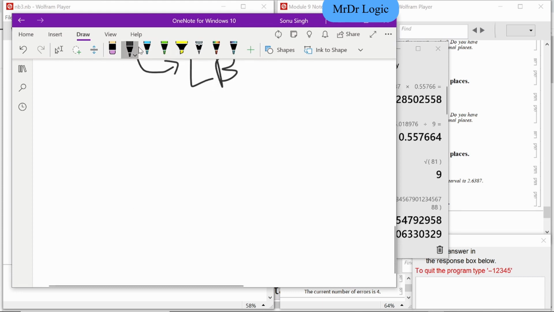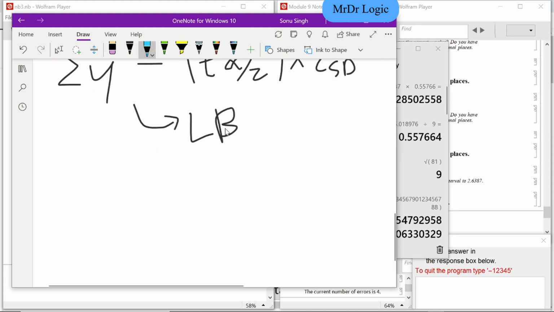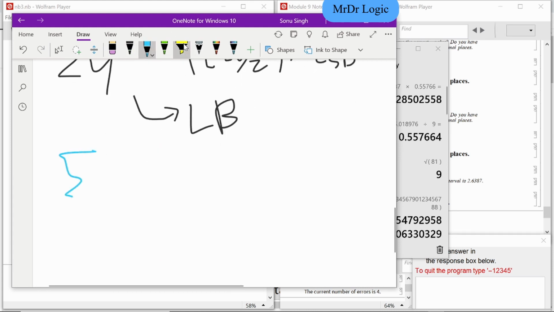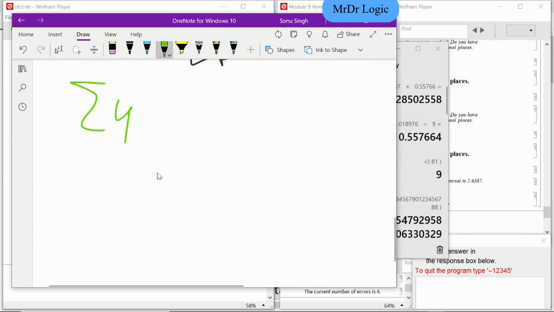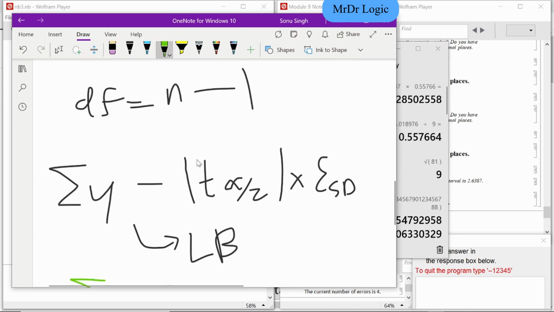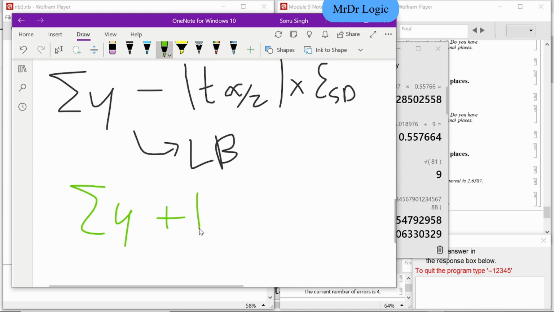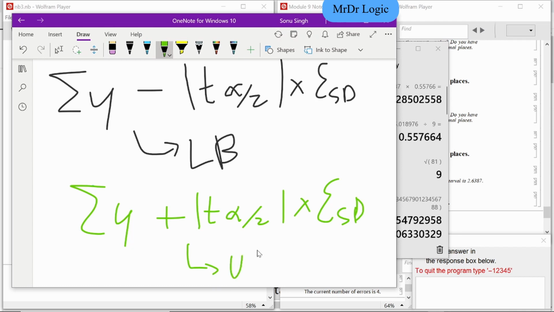Now to avoid confusion, I'm going to do this in a different color. So, whoops. Since we're looking for this, we're going to add this entire thing. So T alpha divided by 2 times ESD. And this is all going to be for upper boundary.